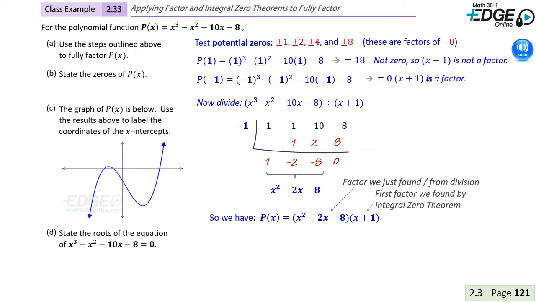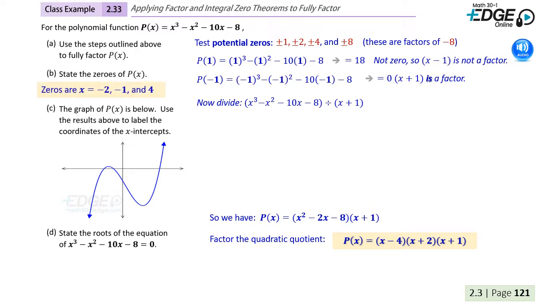We won't need the integral zero theorem to move forward from here, because now we can factor x squared minus 2x minus 8 using strategies we have from Math 10 and 20. We determine that x minus 4 and x plus 2 multiply to give this trinomial and break it down. Now we're asked to state the zeros of p of x. Well, given that we've written it in the factored form, this is very straightforward. X minus 4 produces 0 at positive 4, and x plus 2 produces 0 at negative 2, while x plus 1 produces 0 at negative 1.